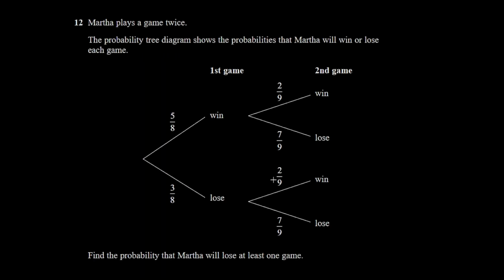Question 12 is a probability tree question. We're given all the probabilities of a win-lose situation between two games that Martha plays, and we're asked to find the probability that Martha will lose at least one game.